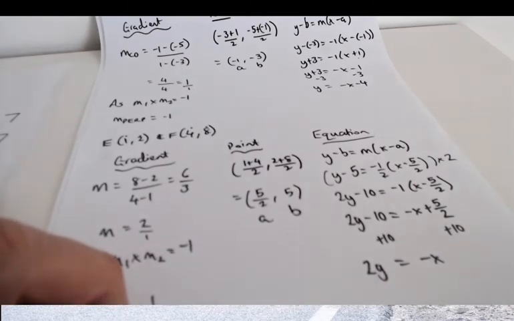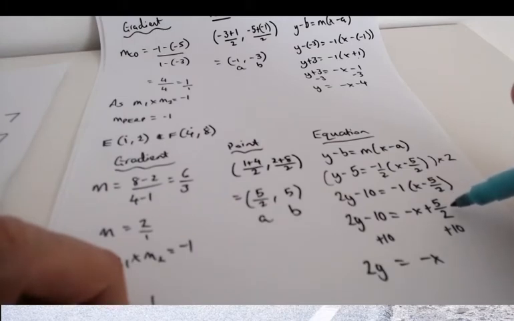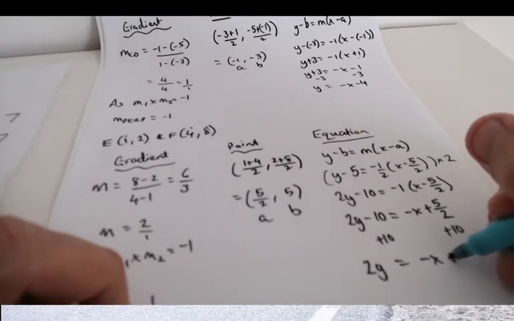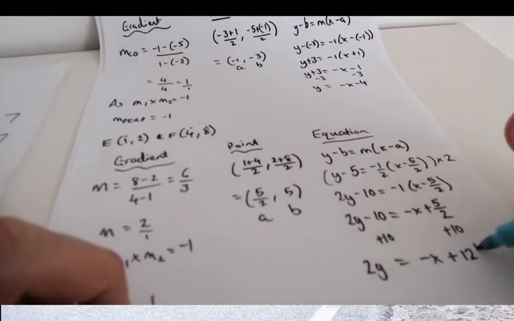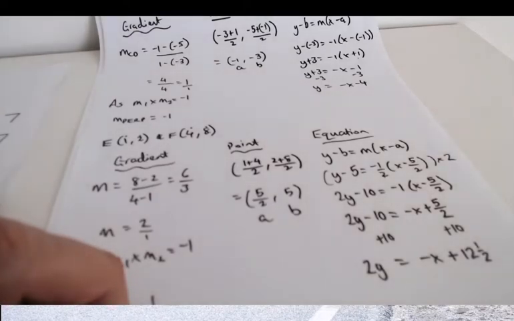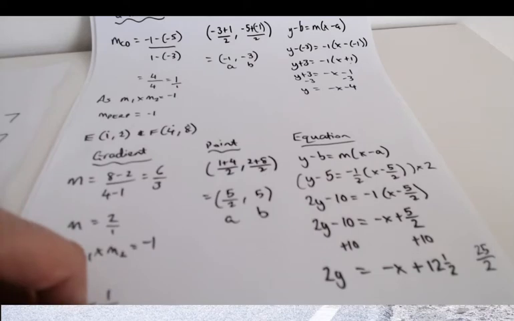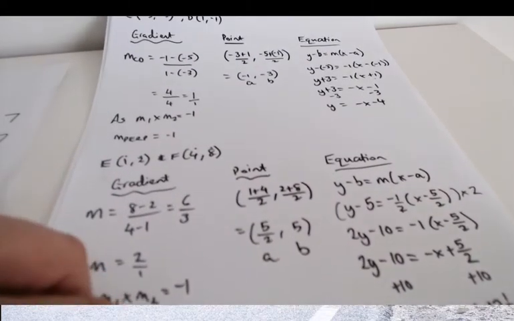What's that going to be? So 5 over 2 is 2.5. If I add 10 onto that, I get 12.5. Alternatively, I could write it as 25 over 2 if I wanted to. I'm just going to stick with 12.5. Get rid of that.